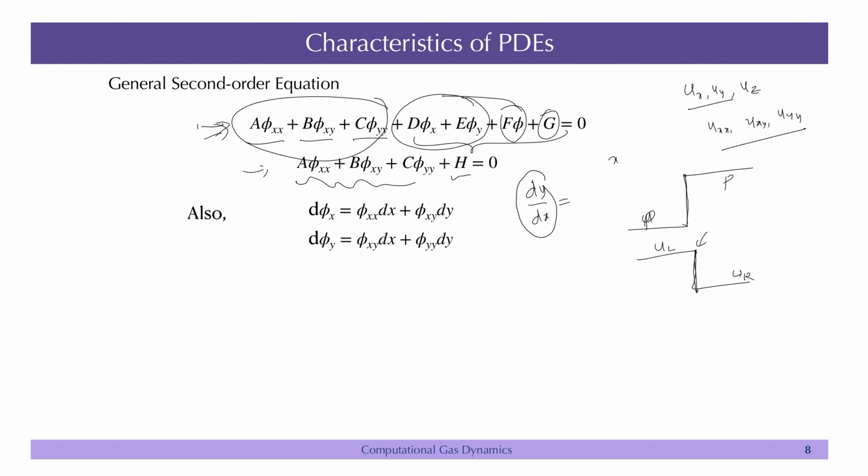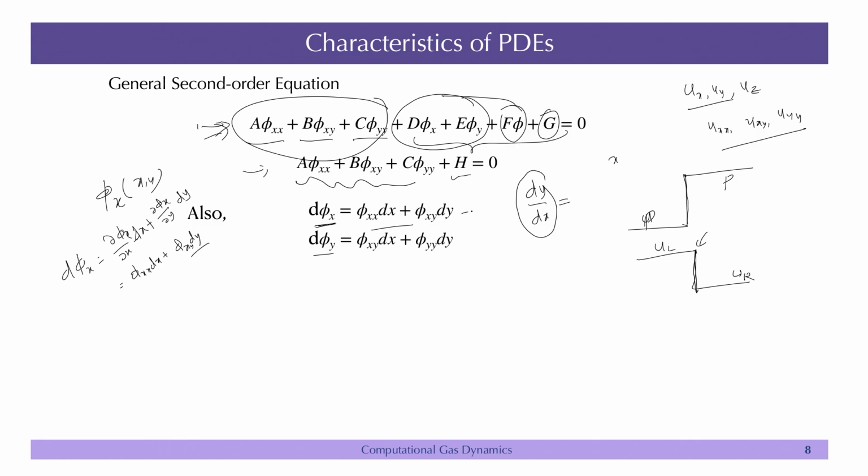So, what will we do? We will write two more expressions. Because it is a second order equation, we can write phi_x in terms of x and y. So, d phi_x, the first order derivative, will be del phi_x by del x into dx for a small element, plus del phi_x by del y into dy, because phi_x depends on both x and y. So, you can write it as phi_xx dx plus phi_xy dy.